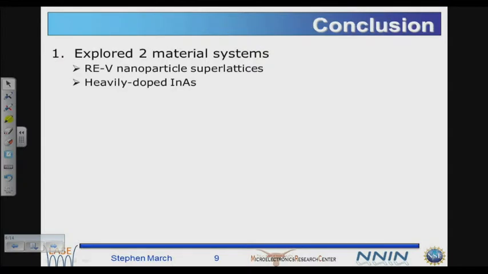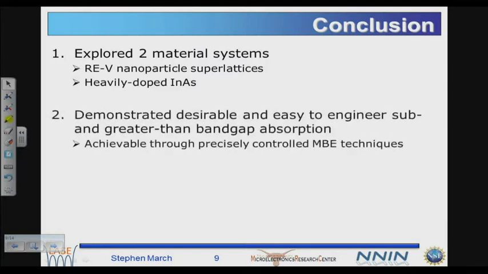To conclude, we explored two different material systems, the rare earth mononictide and heavily doped indium arsenide systems, and we demonstrated that you can engineer these materials for sub or greater than band gap absorption, controlled through MBE techniques. This is important because different communication and sensor technology relies on the optical tunability of materials, and this provides new insight as to how we can engineer materials and enhance device performance.